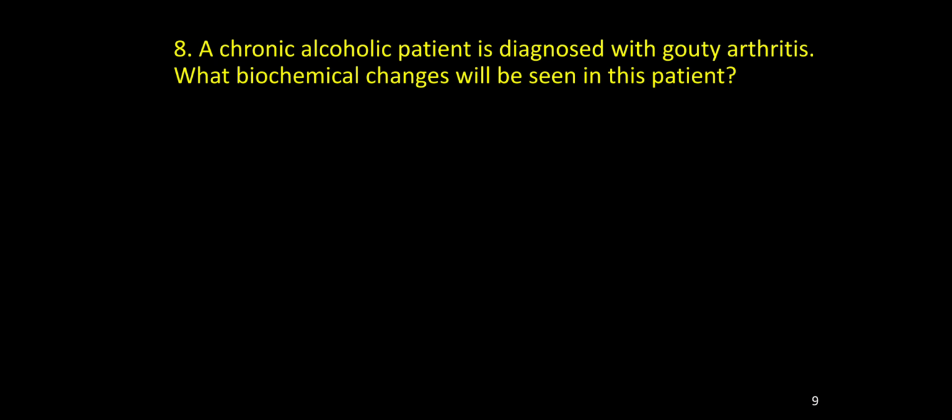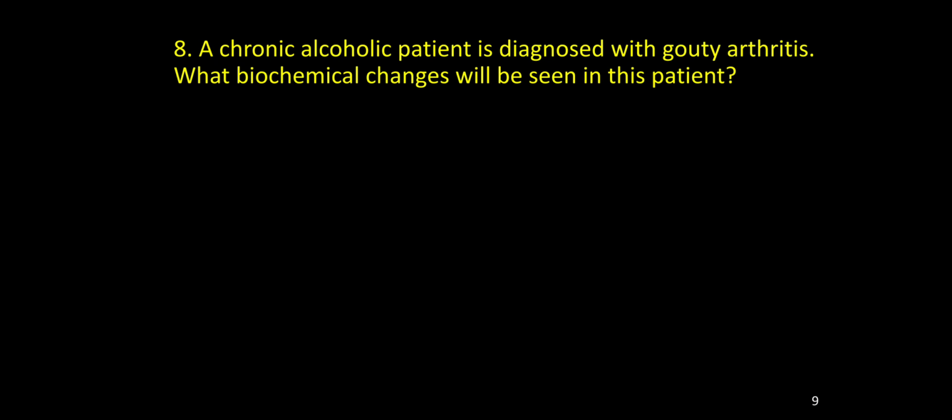Now another MCQ: a chronic alcoholic patient is diagnosed with gouty arthritis. What biochemical changes will be seen in this patient? Chronic alcoholic is one situation given related to the patient, that is alcoholism. Second thing, gouty arthritis. When gout is there, you have to directly remember two causes, primary causes and secondary causes, primary condition and secondary condition.